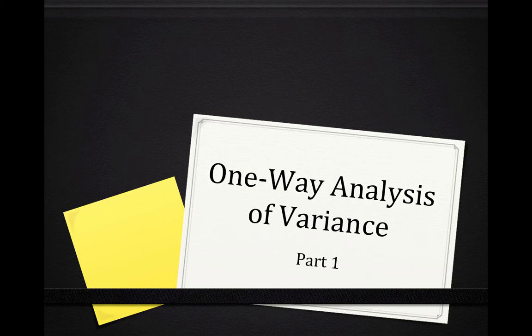This is the first of two longer video lectures covering one-way analysis of variance, also known as a one-way ANOVA. In previous lessons, you learned how to compare the means of two independent groups using a two-independent means t-test. An ANOVA is used to compare the means of three or more independent groups.